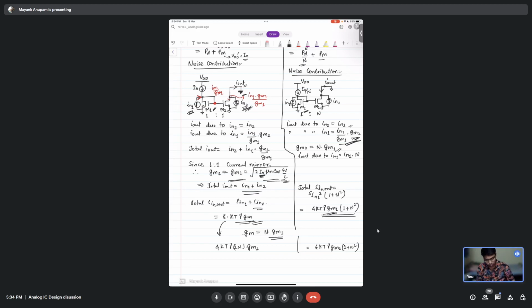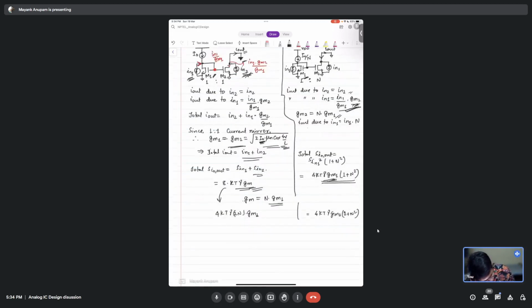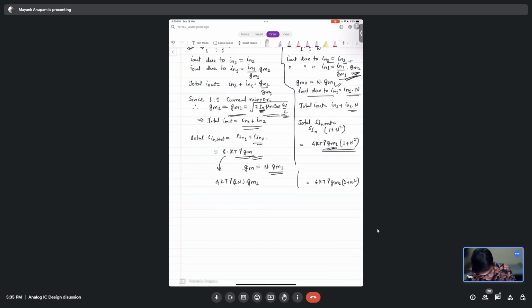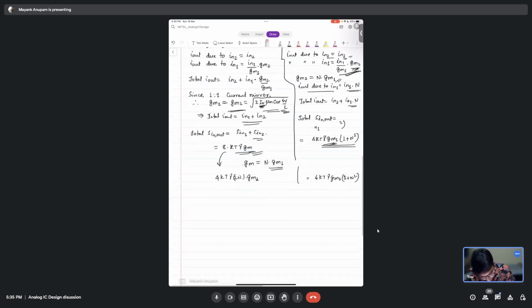Fine. So yeah, here I made a calculation mistake. So I out due to IN1 is IN1 times n. And I out due to IN2 is simply IN2. So when I take the total I out, it is actually equal to IN2 plus IN1 times n. When you take the square of it, it will be SIN2 plus n square times SIN1.